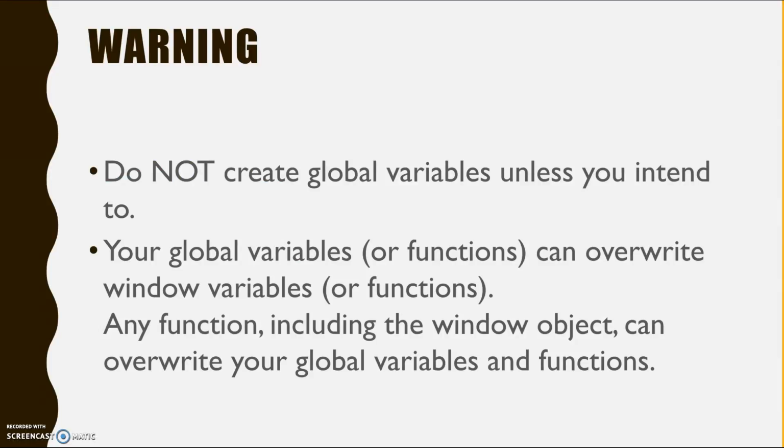Do not create a global variable unless you intend to. Your global variables or functions can override window variables or functions. Any function, including the window object, can override your global variables and functions. In JavaScript, objects and functions are also variables. The scope determines the accessibility of variables, objects, and functions from different parts of the code.